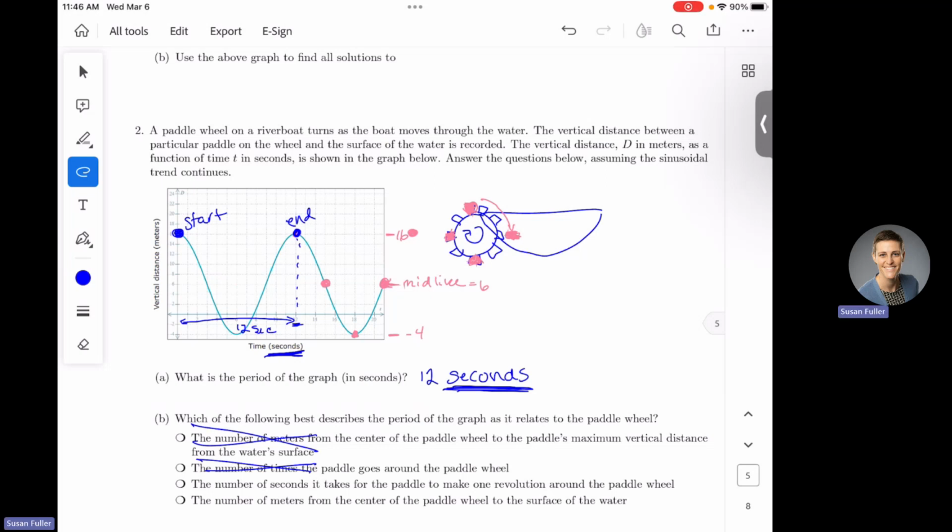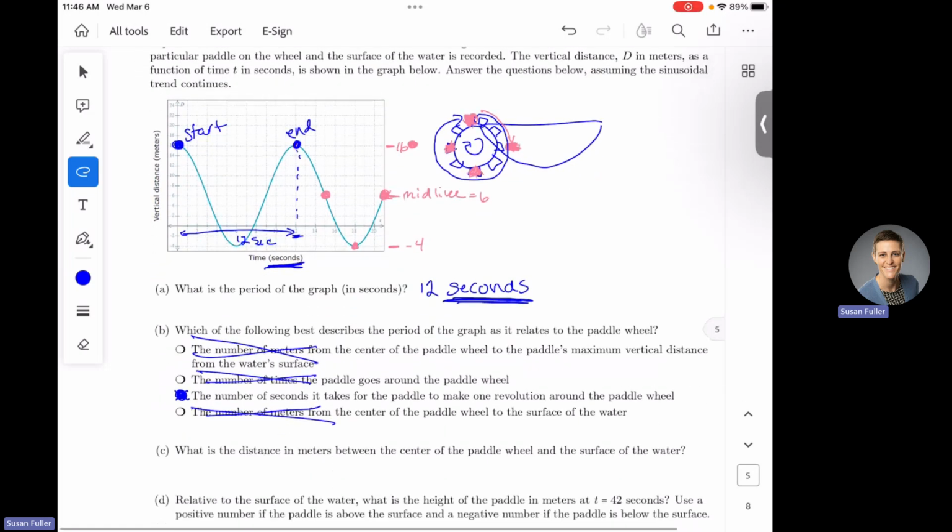So here at the start, we're up here at the top. By the time we end, we've gone all the way around and we're back where we started to repeat that pattern. It is the number of seconds it takes for the paddle wheel to go all the way around. The number of meters, again, it can't be a number of meters. This is measured in seconds. Okay, so that's what our period tells us. It tells us how long it takes for this paddle wheel to go all the way around.